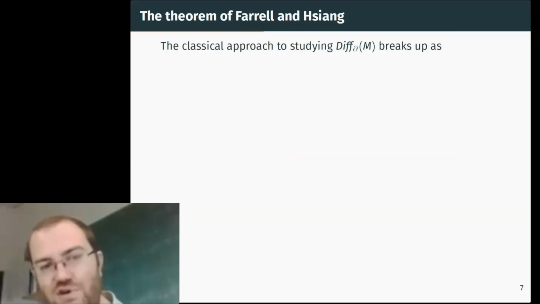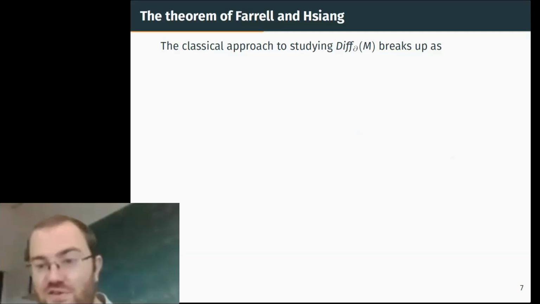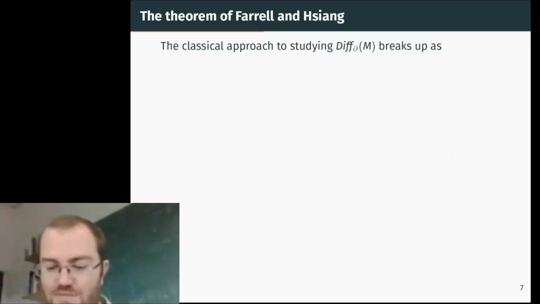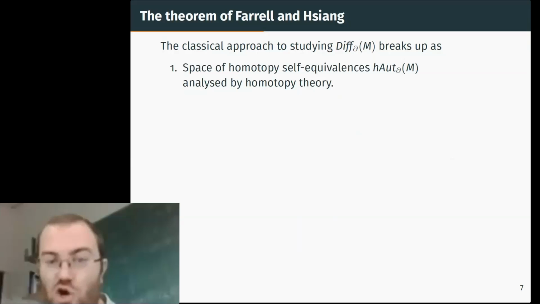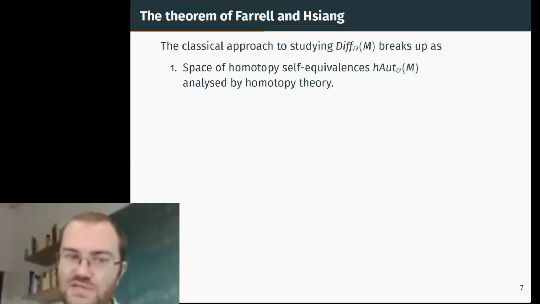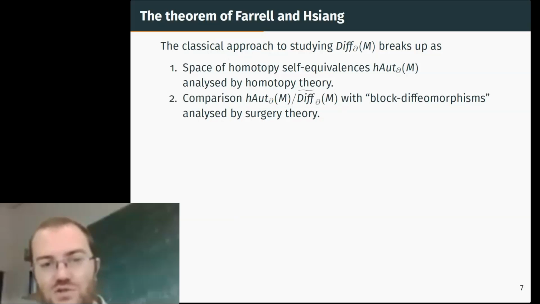So the classical approach that Marcus mentioned in his talk to studying diffeomorphism groups breaks up as sort of 3 steps. First is that you look at a much weaker notion of equivalence, which is just homotopy self-equivalences of that manifold, maybe with boundary if there is some. And that's just, you're in the realm of pure homotopy theory and you have to calculate what you can about it. The second step is to promote homotopy equivalences to what are so-called block diffeomorphisms.